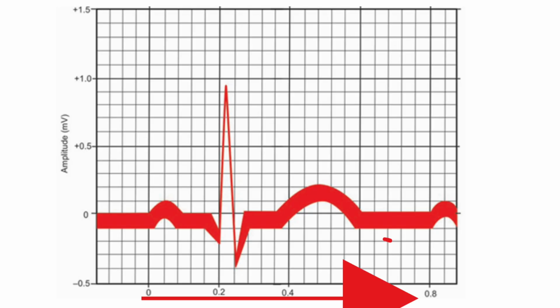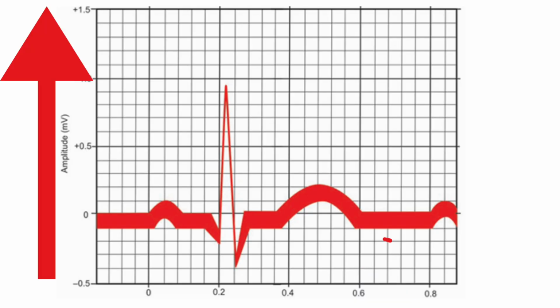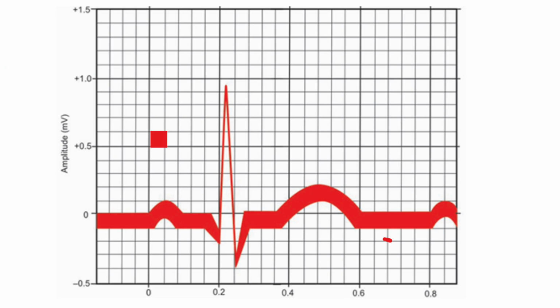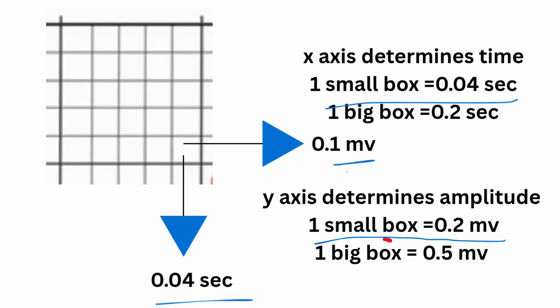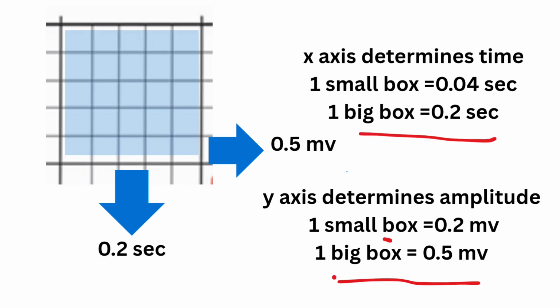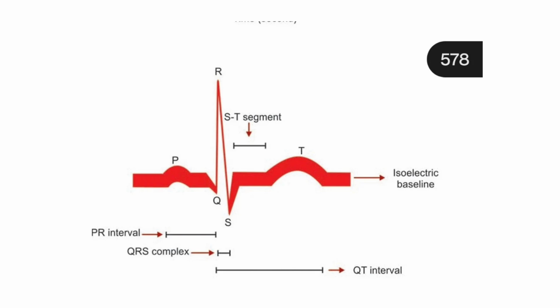Now, we will see the ECG graph. An ECG consists of a graph divided into an x-axis and y-axis. Each ECG consists of small boxes and large boxes. A large box is made up of 5 small boxes horizontally by 5 small boxes vertically. Each small box on the x-axis corresponds to 0.04 seconds and each small box on the y-axis corresponds to 0.1 mV. So each large box will correspond to 0.2 seconds on the x-axis, and a large box on the y-axis will correspond to 0.5 mV.